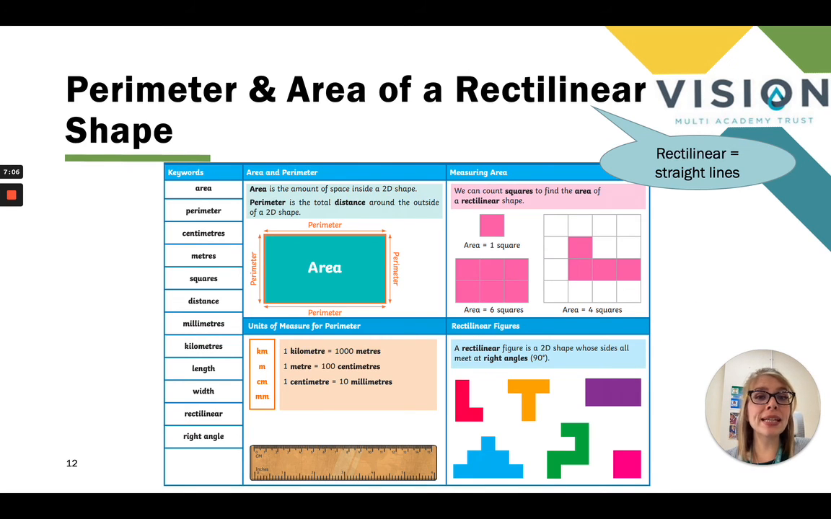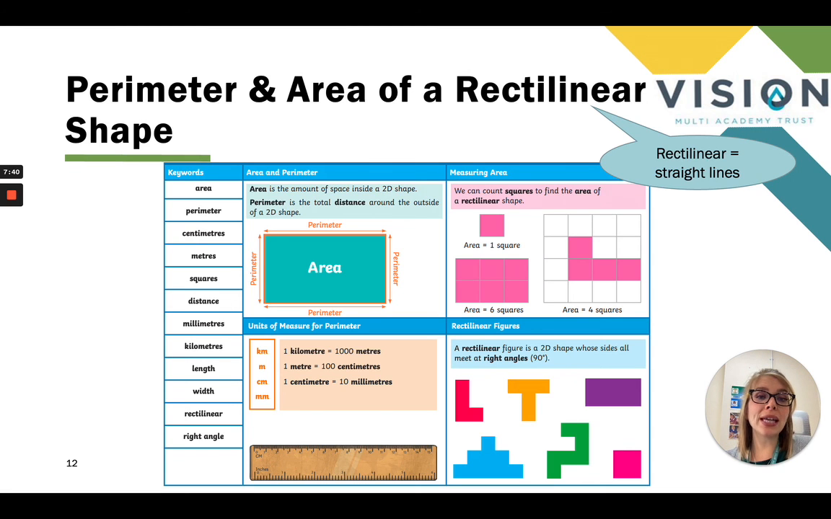Looking at perimeter now and area of rectilinear shapes. A rectilinear shape is simply a shape that's got straight sides, so for example a triangle or a rectangle or a square. Looking at the blue turquoise rectangle in the first example, we can see that area is the amount of space inside and the perimeter is the total distance around the outside. When measuring perimeter, it can be in different units of length, such as kilometres, metres, centimetres or millimetres.